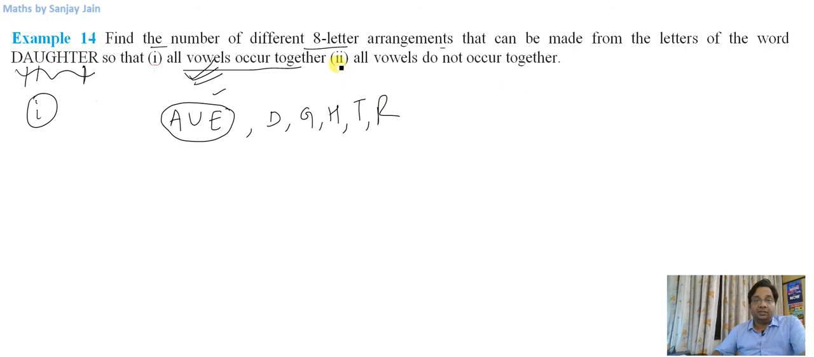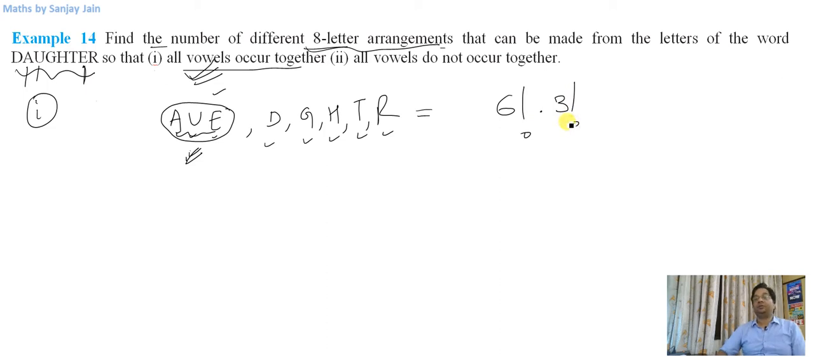Now this was an 8-letter arrangement, but I'll treat them, 1, 2, 3, 4, 5, 6, as 6 letters. So in how many ways can I arrange these 6 letters? 6 factorial ways, right? But now I've treated this as one unit. Now these 3 vowels can arrange in 3 factorial ways among themselves. They will be together even then, but they can arrange among themselves in 3 factorial ways. So I'll have to multiply this with 3 factorial.